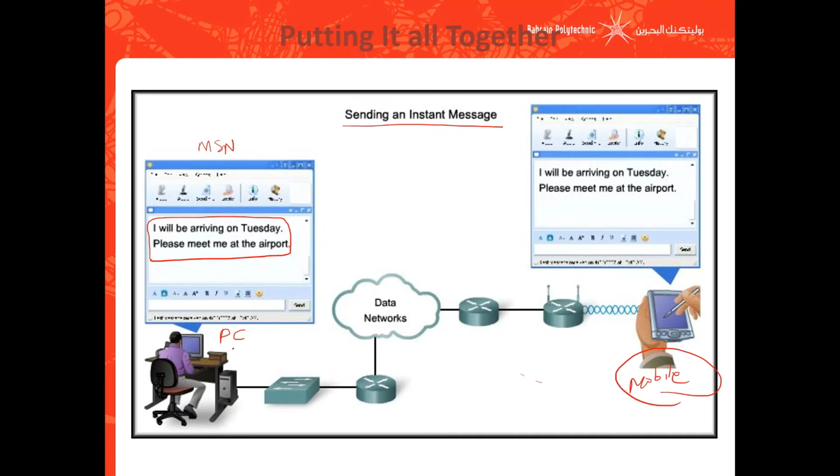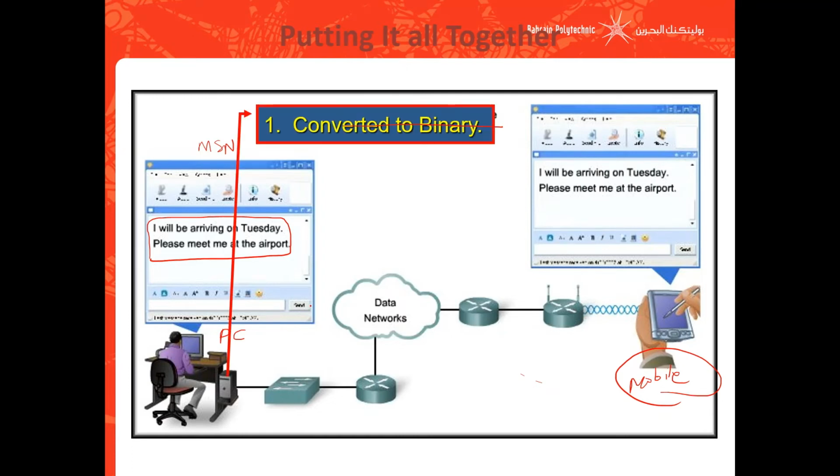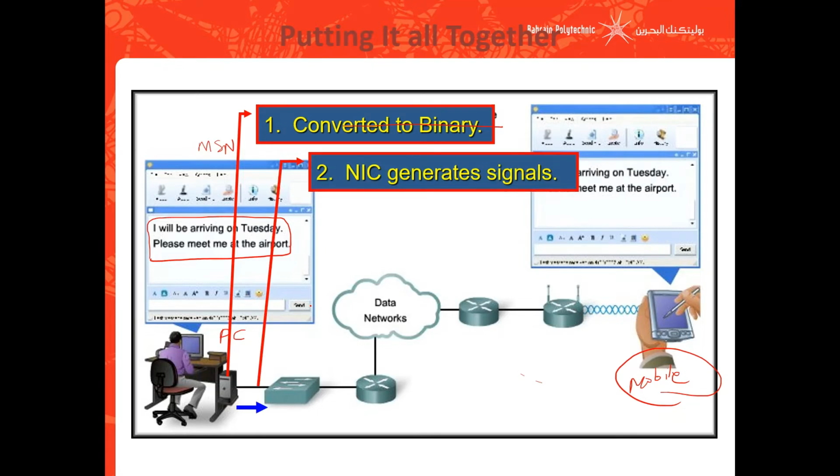So what is going to happen? Now, if you've taken a computer systems course, you know that devices don't understand human language. They only understand zeros and ones, which are bits, right? So the first step is that whatever message you're trying to send is going to be converted to bits, because computers and devices don't understand human language.